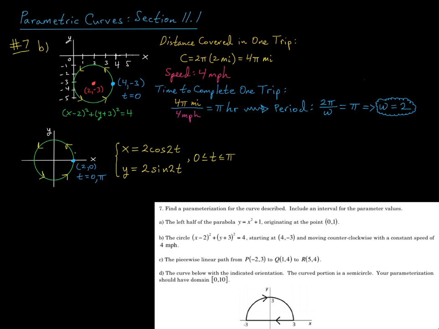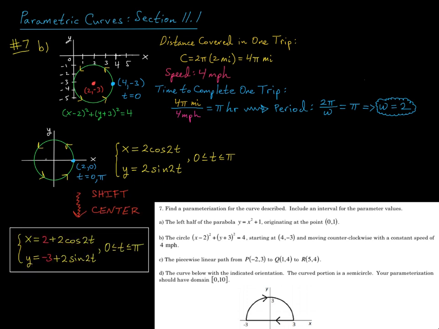All right, so if this is a parameterization of the circle centered at the origin, to get a parameterization of this circle, as we saw in a previous video, I can go ahead now and just shift the center to the point (2, -3). So in other words, I'm just going to add 2 to the x coordinate up here. So I now have x equals 2 plus 2 cosine of 2t, and y equals -3 plus 2 times the sine of 2t, and again, t varies over this interval from 0 to pi. All right, so that does it for part B.